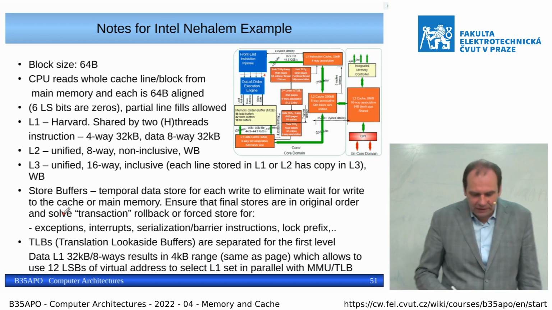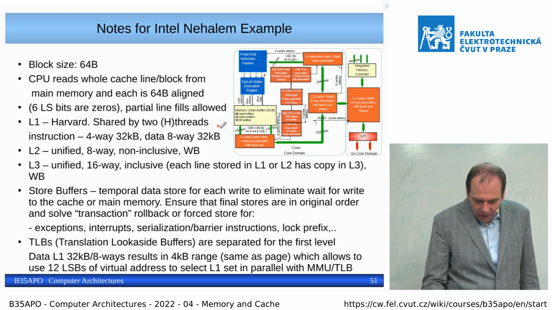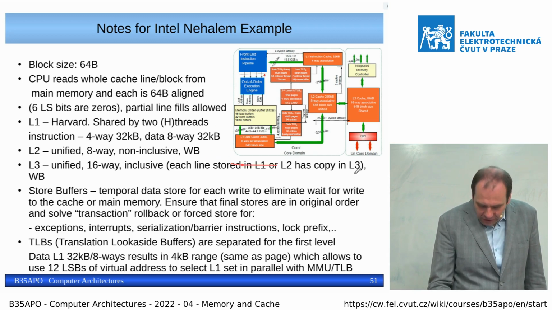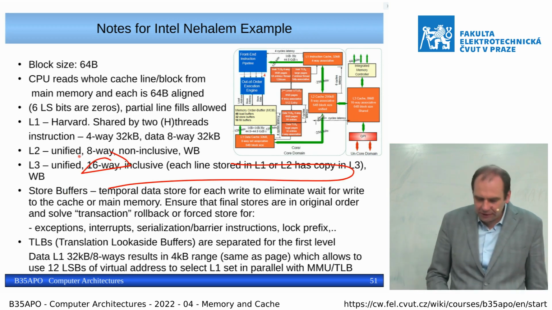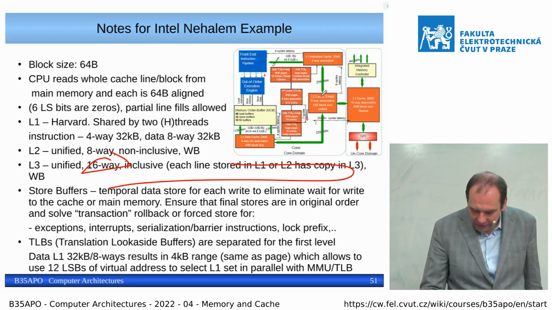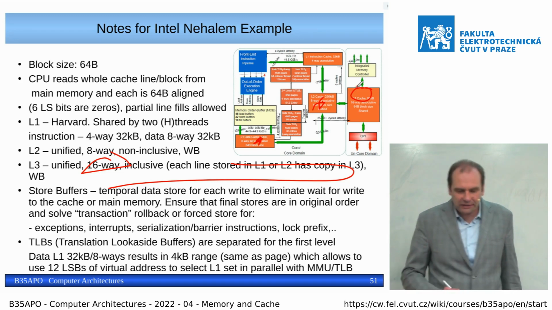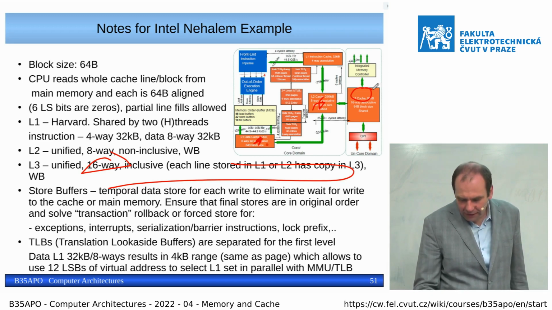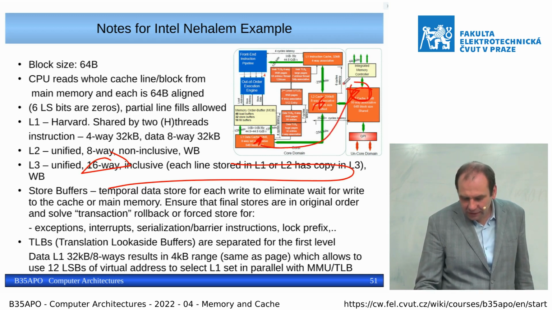There are some interesting things about the cache. For example, the L3 cache in this case is 16-way and is inclusive. This means that if the data are in L1 or L2, then each such data are still kept in the L3. The advantage is that if you need to kick out data from the L1, you do not need to write the data somewhere or allocate the block. Basically, you know that there is still a copy in L3.